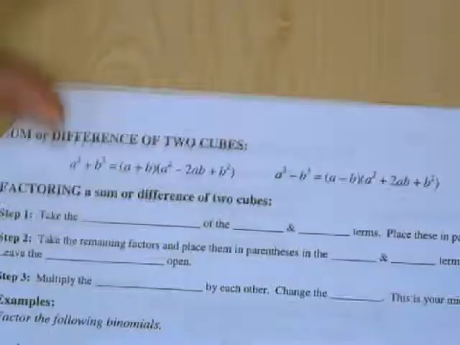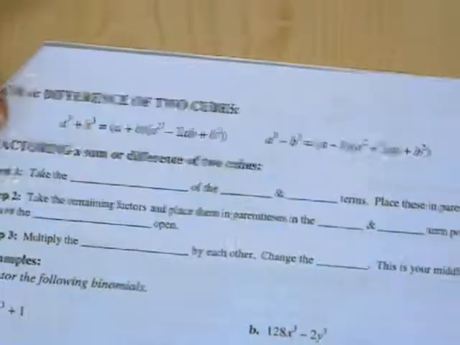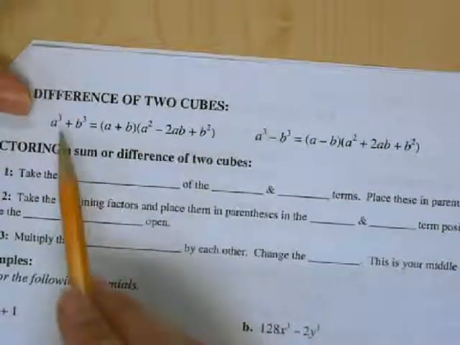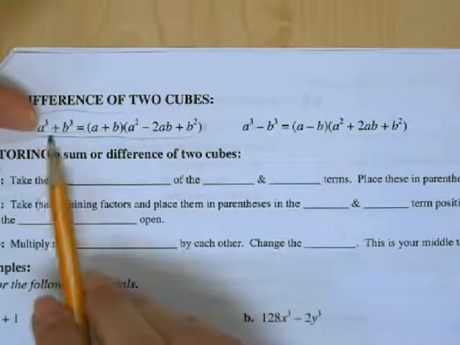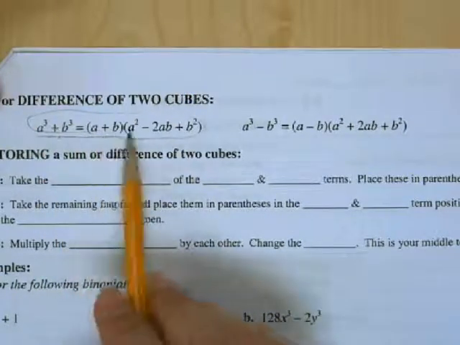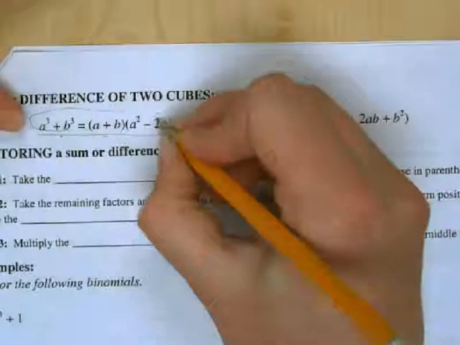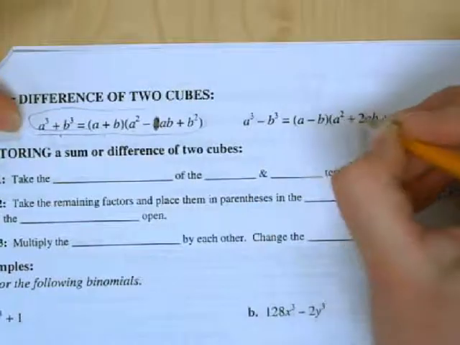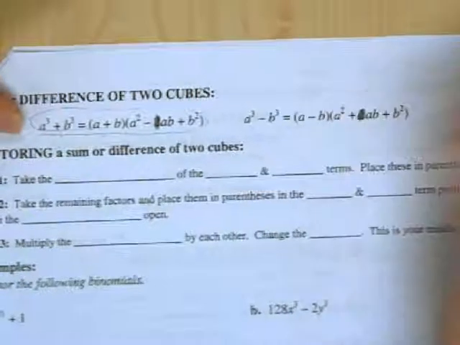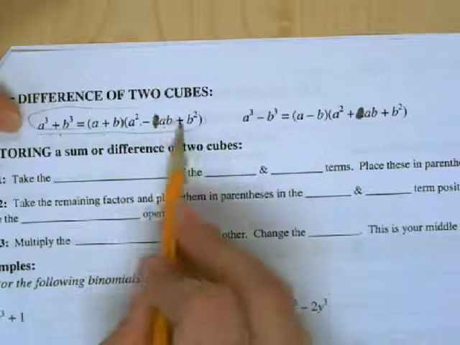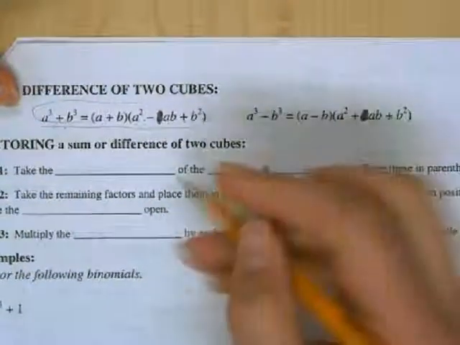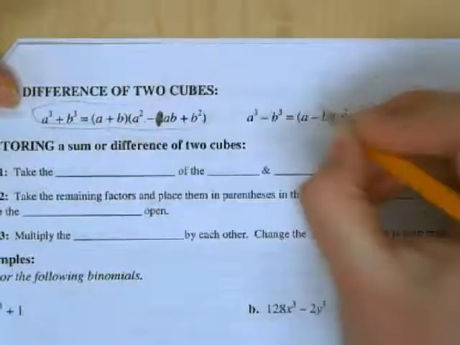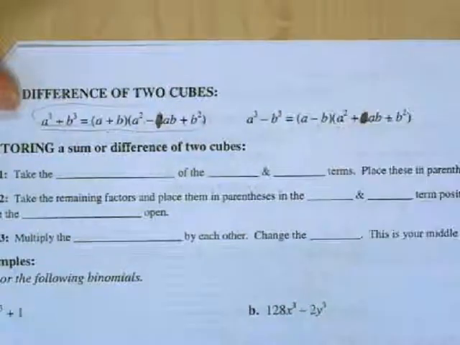Now, sum or difference of cubes. This, unfortunately, is something you just have to memorize. Okay, we have two formulas here, a cubed plus b cubed. We'd have a plus b times a squared minus ab plus b squared, and this is a minus b, a squared plus ab plus b squared. Okay, so if you printed out notes, there is no 2 in there. So please make sure that you get that crossed out.